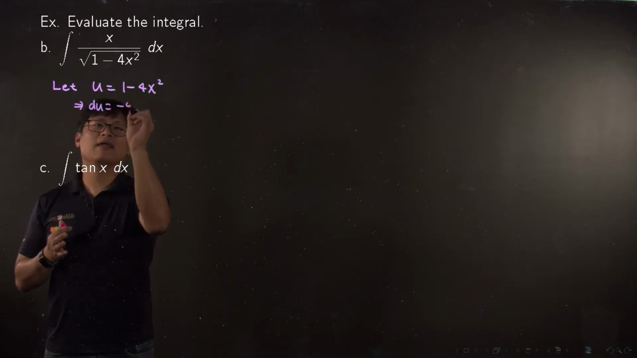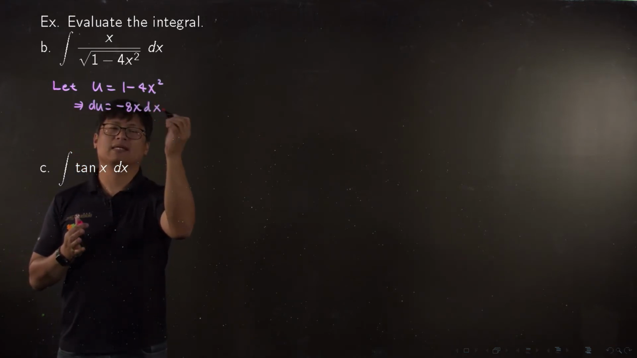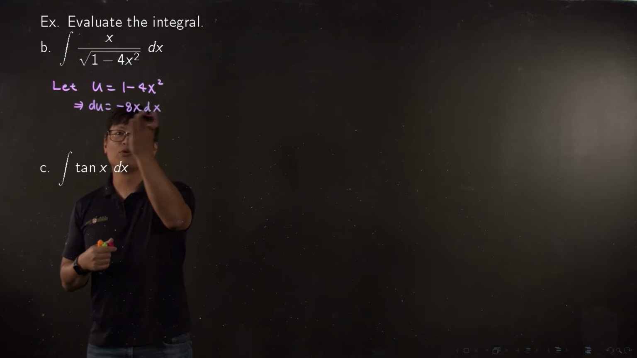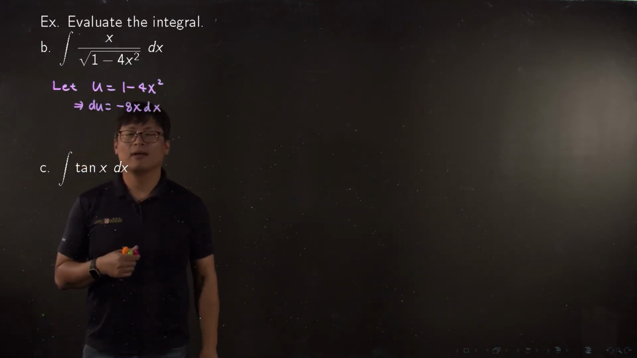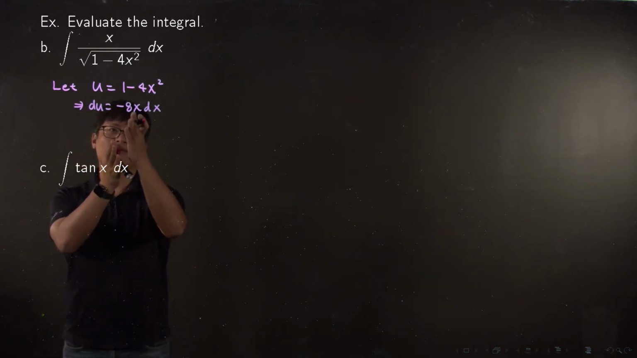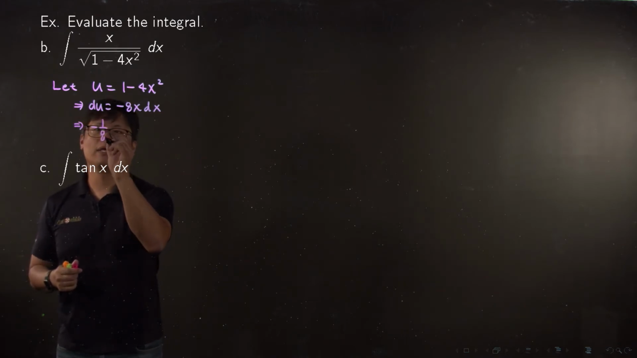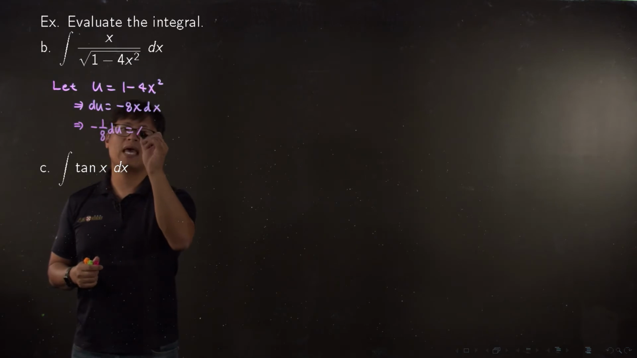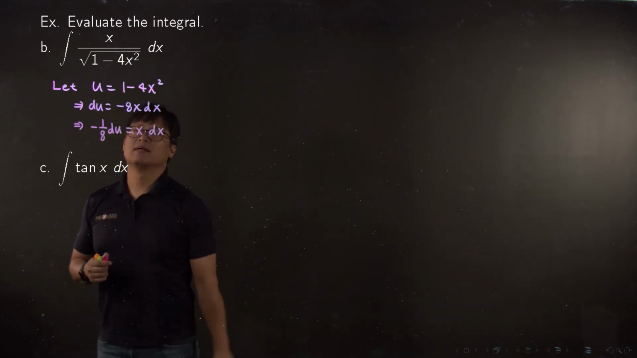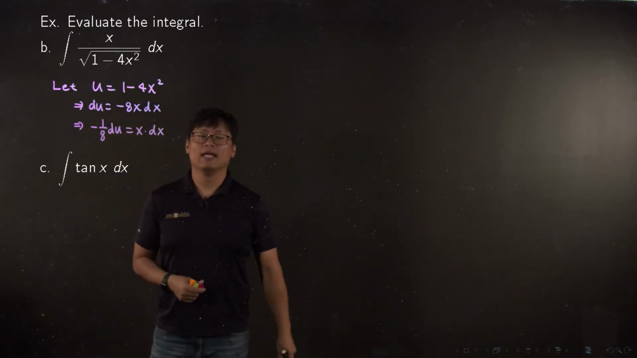du is negative 8x dx now, right? As I explained, dx was here, but I just multiplied, right? And then the third step is we're going to divide by negative 8 on both sides. Then this will be negative 1 over 8 du is x dx. Is that clear? Now we are ready. Let's do the puzzle, okay?